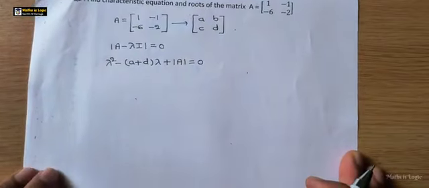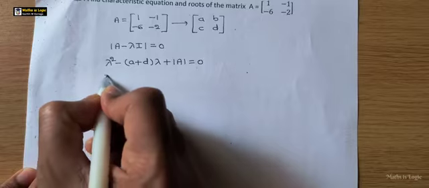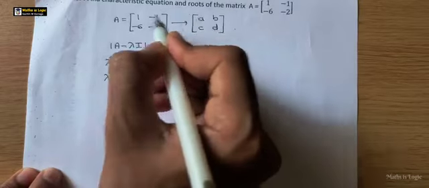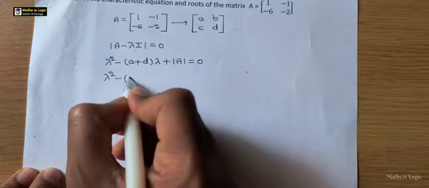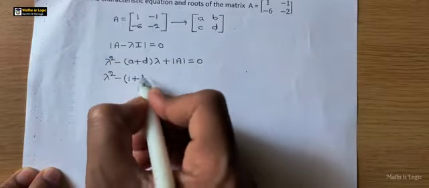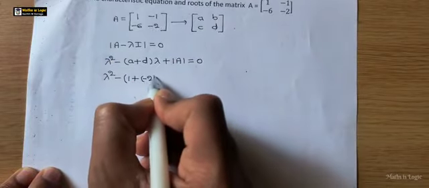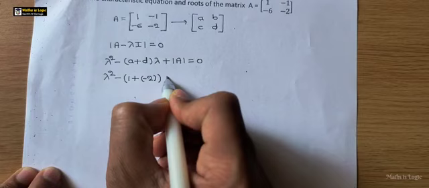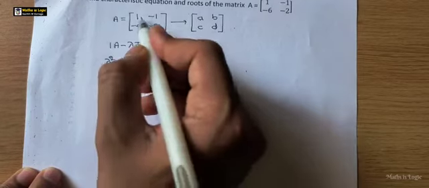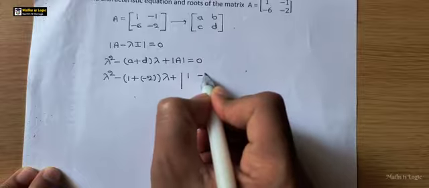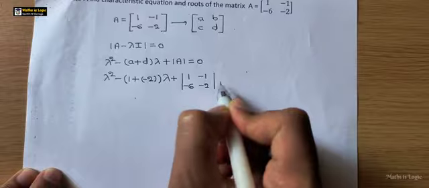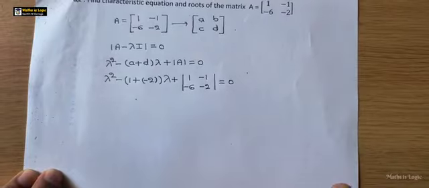Now substitute lambda square as it is minus A. So in place of A, what is the number given? 1. So 1 plus D. In place of D, what is the number? Minus 2. In bracket you write minus 2, complete the bracket, into lambda plus determinant of A value. What is that A value? 1 minus 1 minus 6 minus 2 is equals to 0.